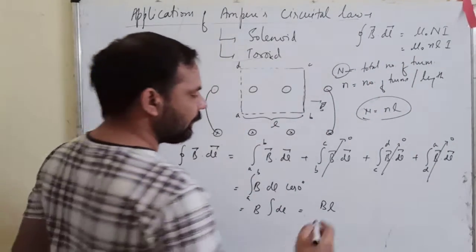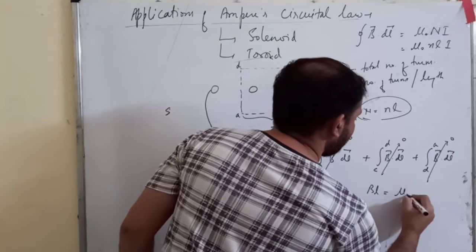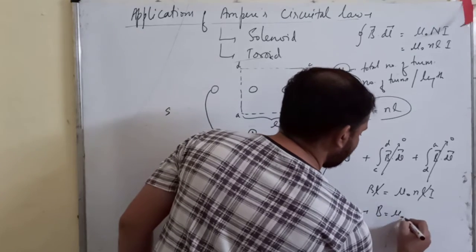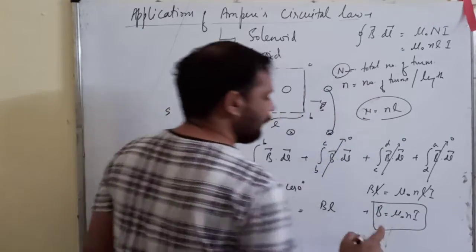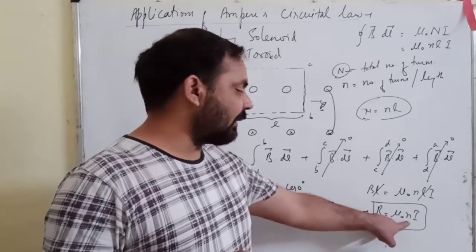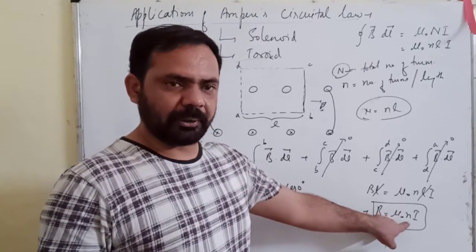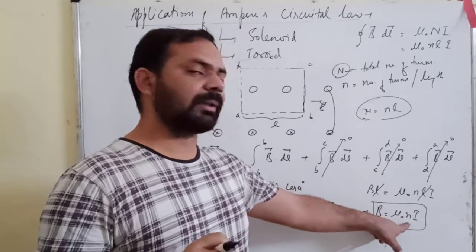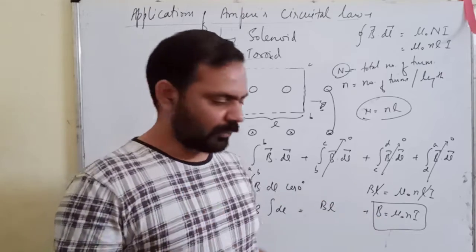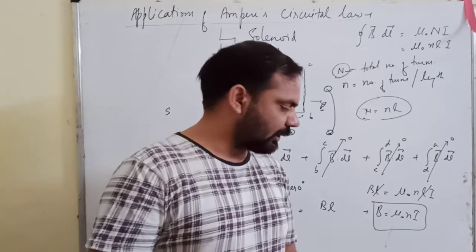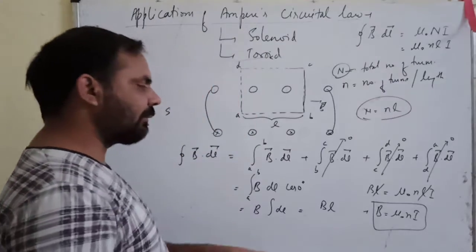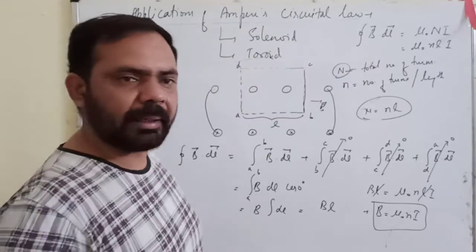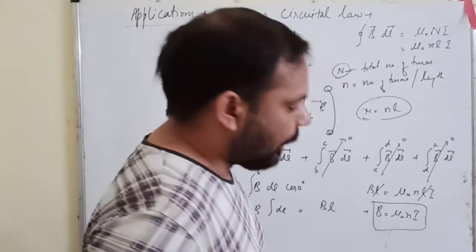Now make them equal, you get BL equals mu naught n L I. L and L will cancel, and you get B equals mu naught n I. Just remember that here n is not the total number of turns in the solenoid, it is the number of turns per unit length in the solenoid, not the total number of turns. So this is the expression for magnetic field due to a solenoid, which we obtained with the help of Ampere's circuital law.